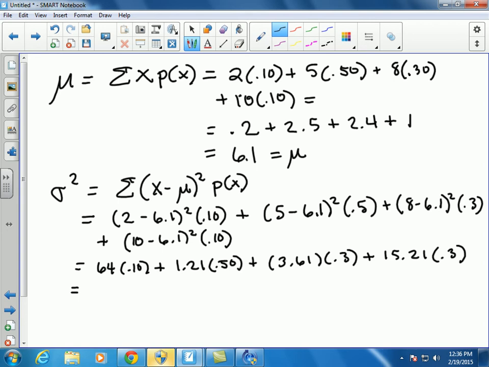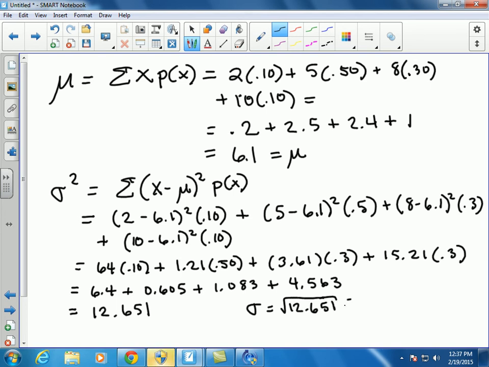So then when I calculate all those densities, I get 16.81 times 0.1, which is 1.681. The next one is 1.21 times 0.5, and we get 0.605. And then we get the next one, which is 3.61 times 0.3, which is 1.083, and then the last one is 15.21 times 0.3, which is 4.563. We then add all those up, and we get 12.651, which is the variance. It has no units. So then we find sigma, the standard deviation, where we square root that 12.651.